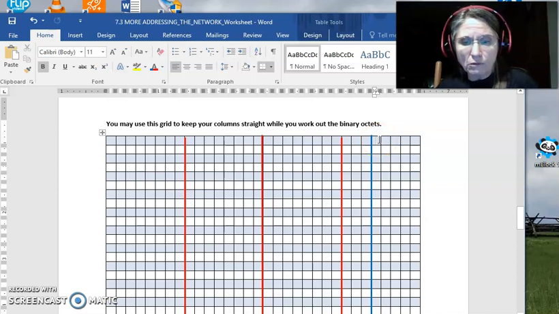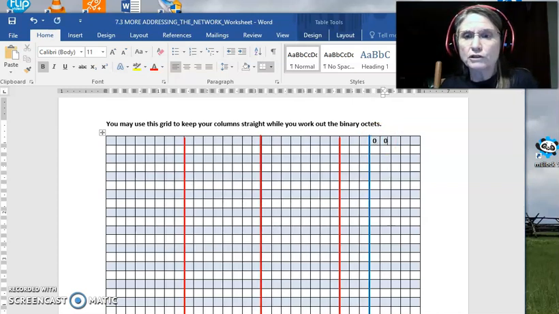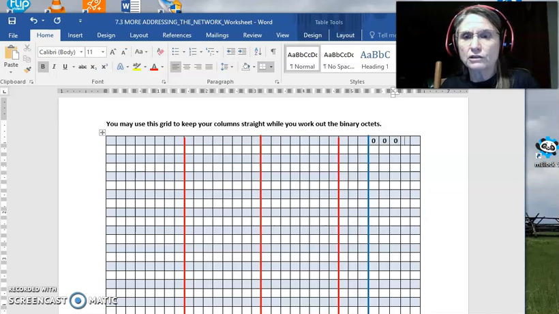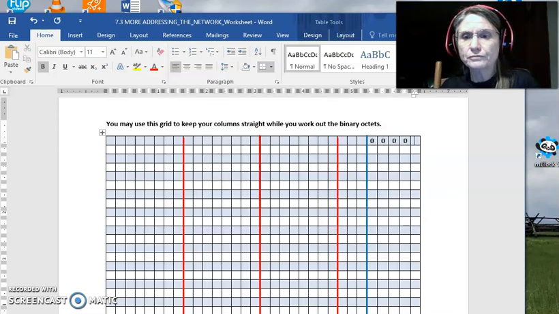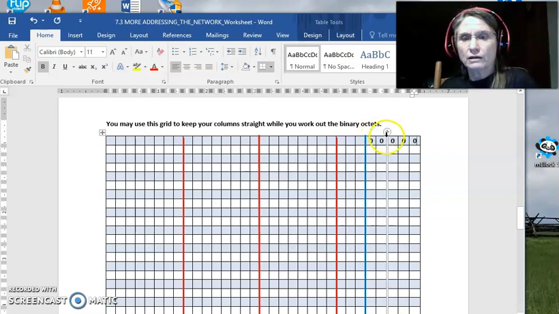So the network itself would be all the host bits being set to 0. And the broadcast address would be all of those host bits set to 1.